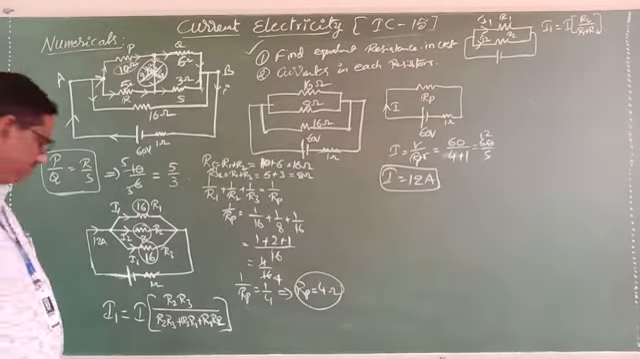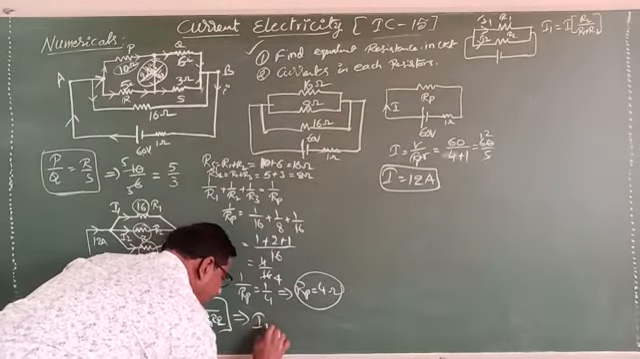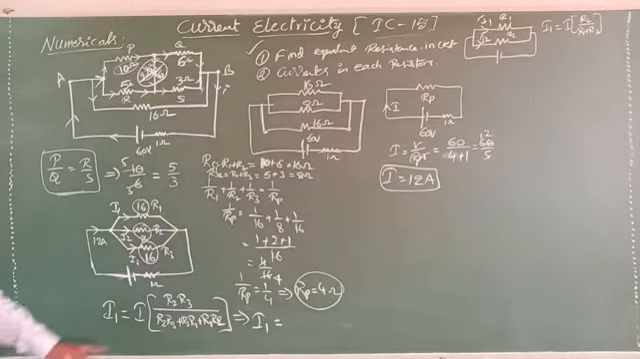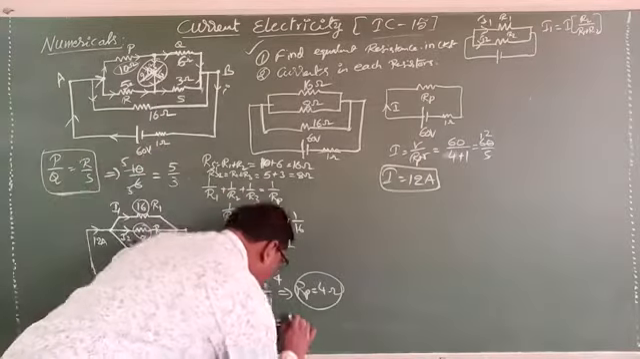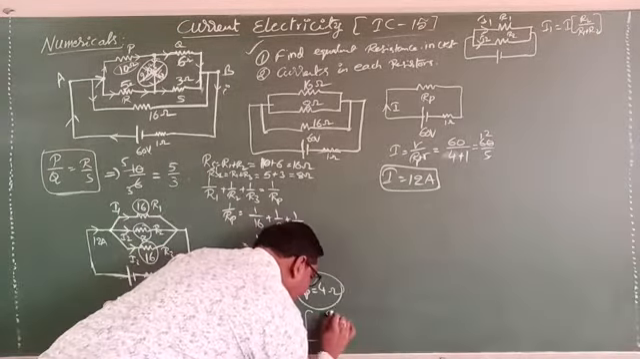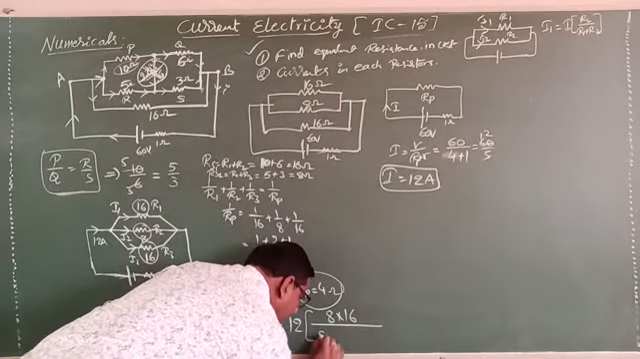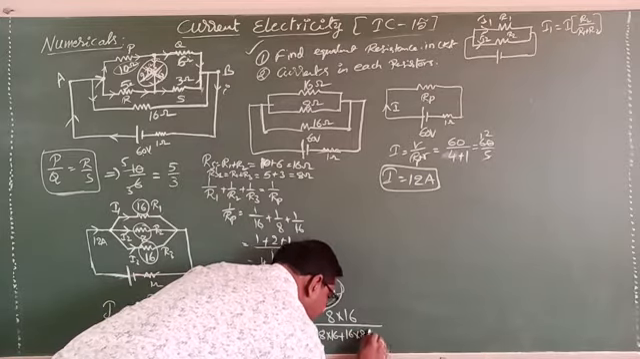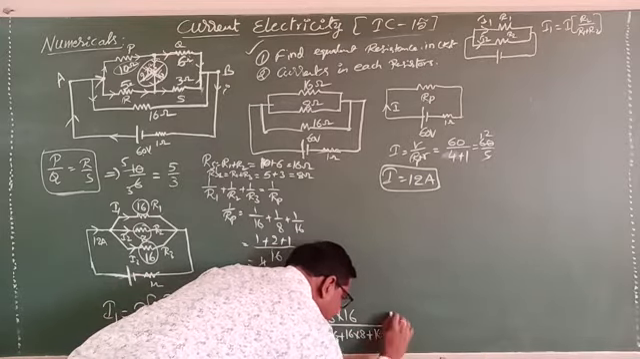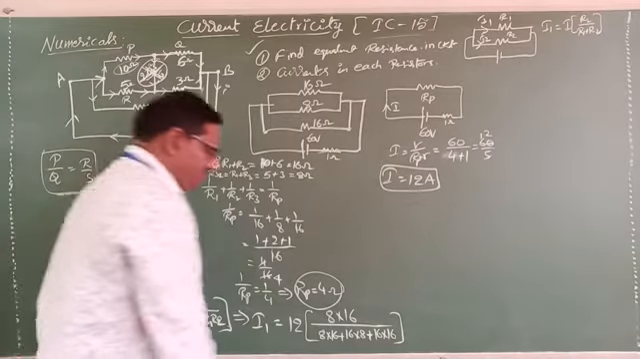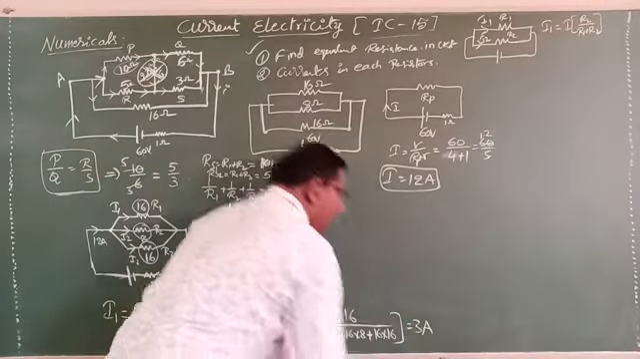Substitute in this one. Now the I1 branch, the split current in the first branch. I1 equals total current, how much they gave? 12 amps. So 12 into the opposite resistance, 8 into 16 by 8 into 16 plus 16 into 8 plus 16 into 16. If we solve all these, how much current do you get? It is nothing but 3 amps.